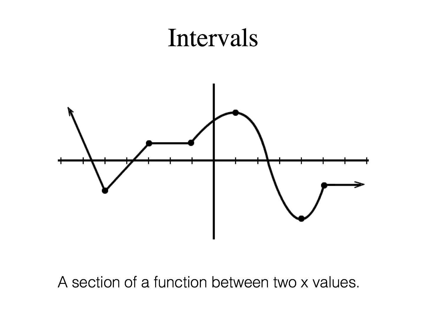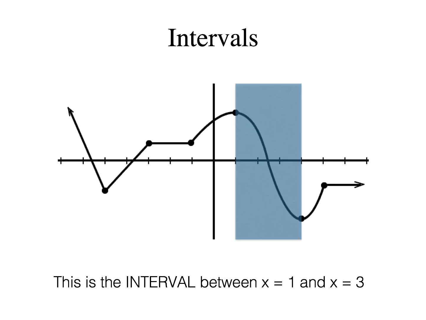Last, let's take a look at intervals. An interval is just a section of graph between two different x values. This is a really weird looking graph here. Let's look at some intervals. What's shaded here is the interval between x equals 1 and x equals 3. Actually, I made that x equals 1 and x equals 4. Let's fix that. x equals 1, 2, 3. There we go. Now this is the interval between x equals 1 and x equals 3.